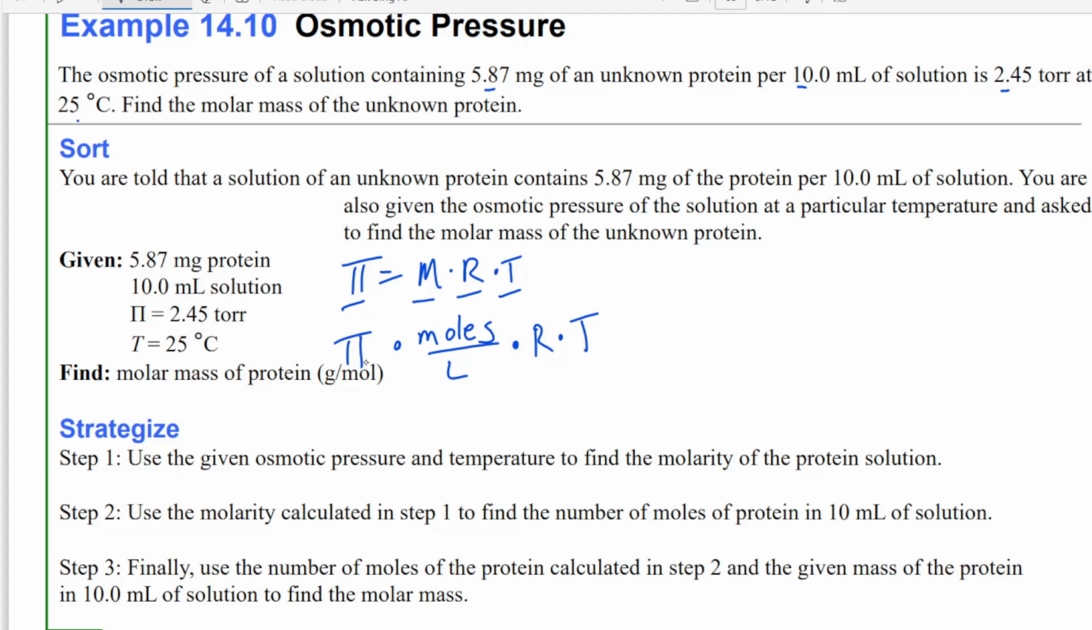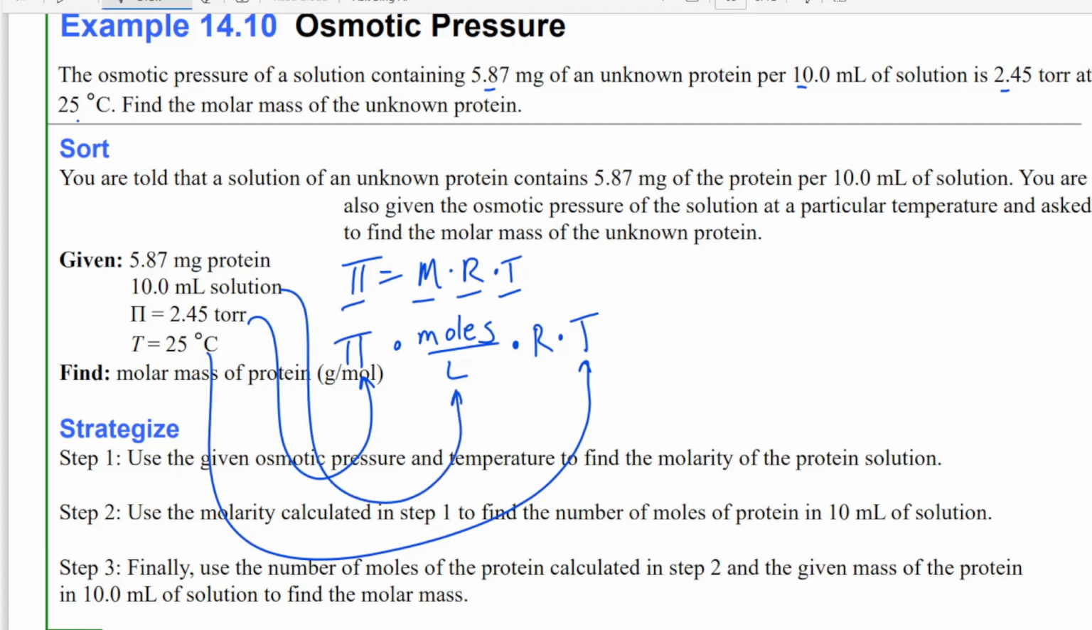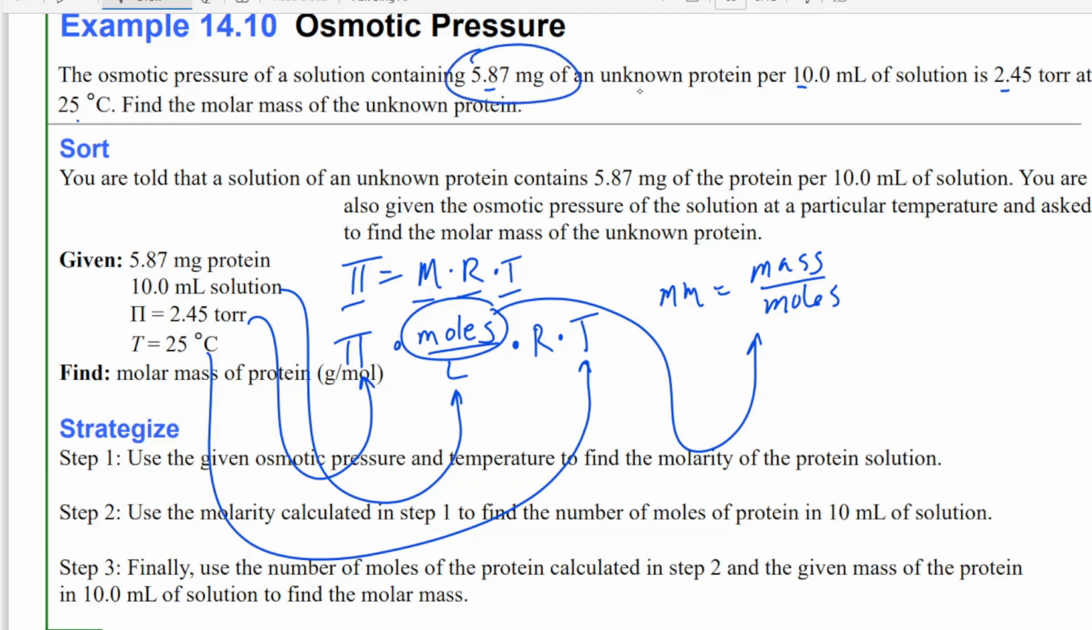We have the osmotic pressure, right? We have the temperature, which we can convert to Kelvin, and we have the volume in milliliters, which we can convert to liters. Okay, so from this formula, we can get the moles, and molar mass is equal to, remember, grams per mole, so that's mass over moles. So the moles we can put here, and then we take the milligrams of our protein, convert it to grams, and put it here. And that'll give us the molar mass of our protein.